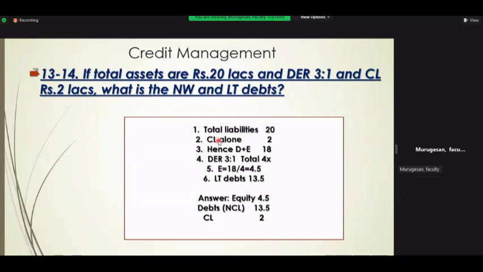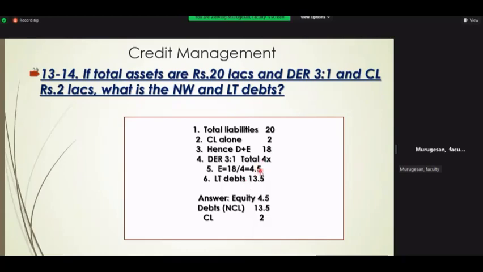Now, CL alone, current liability alone, is 2 lakhs. Then 20 minus 2 becomes D plus E. D means NCL. On the liability side there are only 3 components. One component we got, 2 lakhs, so you minus that 2 lakh. 18 is on account of debt plus equity. Agreed. Now again you see the data. Debt is 3, equity is 1, 3 is to 1. So total is 4 parts. So 18 divided by 4 parts is 4.5.